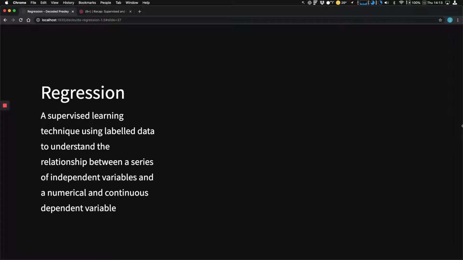Let us review the definition of some key concepts that were introduced in the reading material for this module, starting with regression. Regression is defined as a supervised learning technique that will use labeled data to understand the relationship between a series of independent variables, or features, and a numerical and continuous dependent variable, or target. We can then use that knowledge to generate predictions.